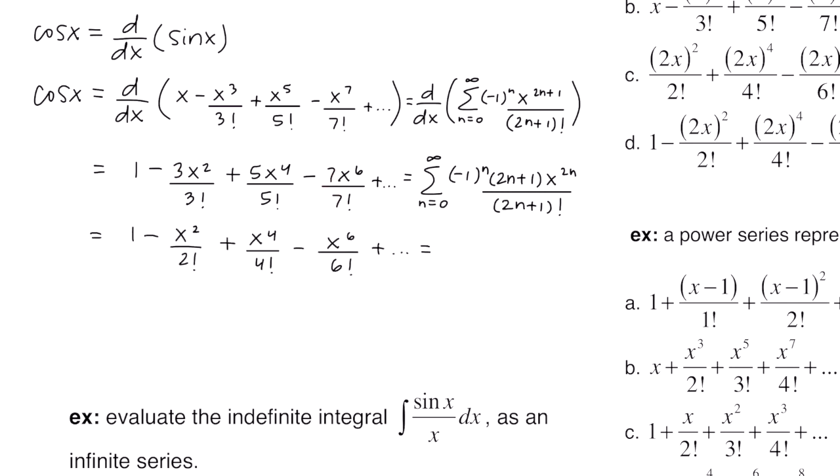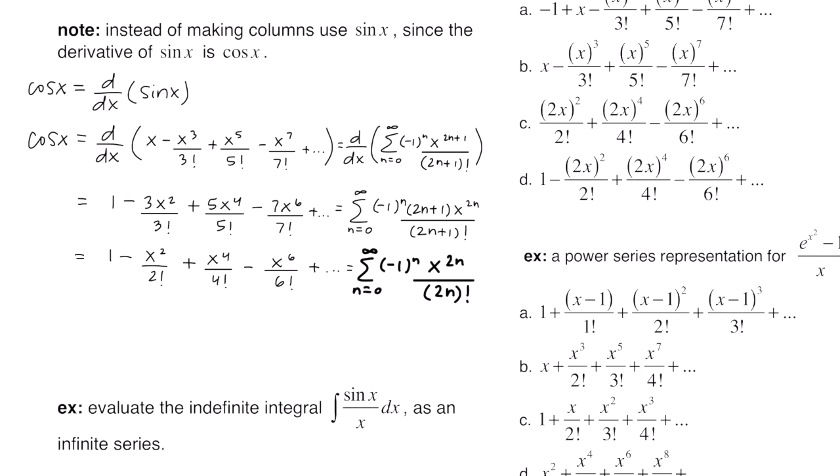And again, when this 3 cancels with the 3 on the bottom, you're still left with 2 times 1, which is the same as 2 factorial. And then same thing here, the 5s cancel, but you're still left with 4 times 3 times 2 times 1, which is 4 factorial. And then over here, this 2n plus 1 cancels with this 2n plus 1, and that leaves just 2n factorial. So this is your series or sigma notation for the function cosine of x.